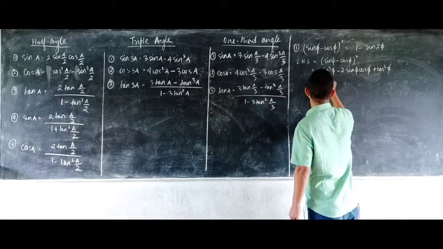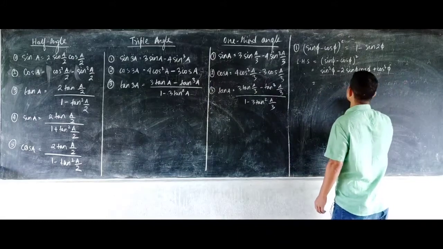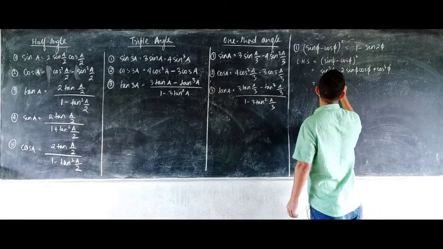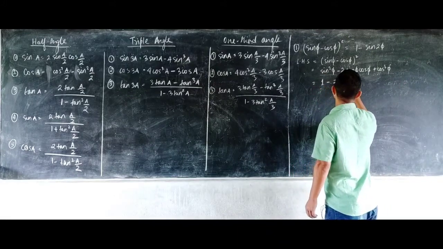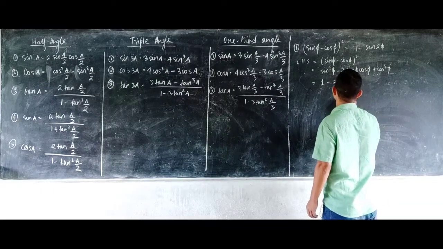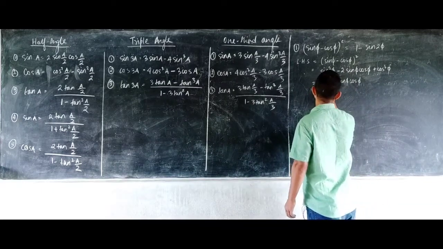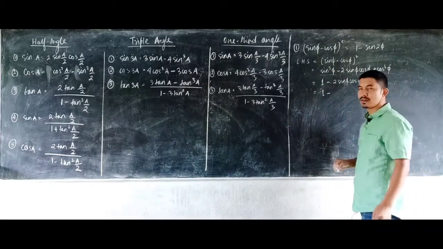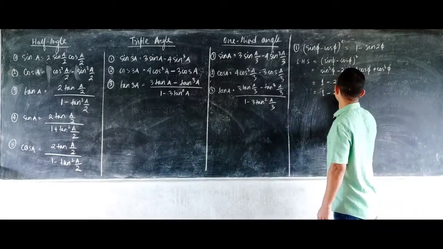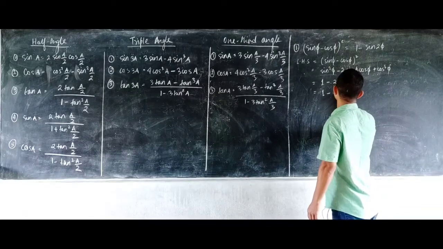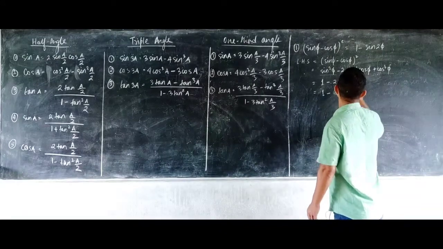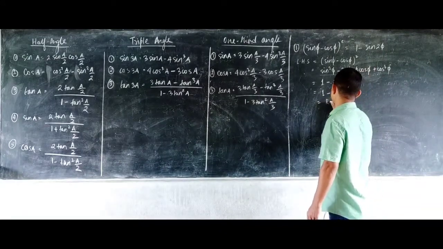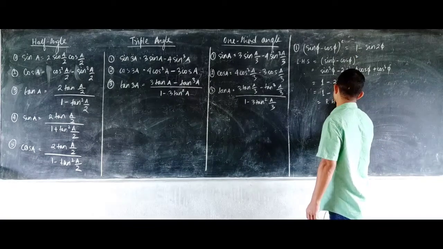We already know that sin² θ + cos² θ equals 1, minus 2 sin φ cos φ. So this equals 1 minus, now if you remember the formula, 2 sin θ cos θ is the formula of sin 2θ. So it is sin 2φ, which is the required side, equal to the right hand side.